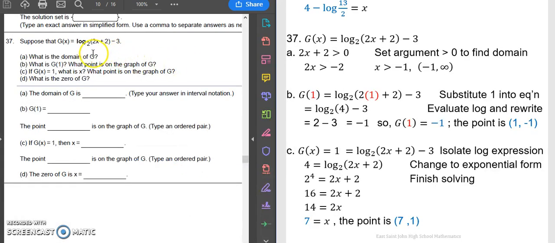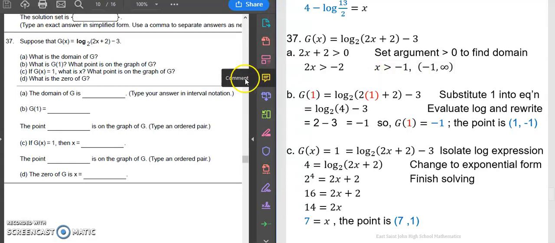All right, so for number 37, this time they give us a function and they ask us about some properties of the function. So it says, what is the domain of our function? For the logarithmic functions, we go to our argument here. We set it greater than 0, so we have 2x plus 2 is greater than 0 to find our domain. We end up with x is greater than negative 1. In interval notation, that's going to take us from negative 1 to positive infinity.